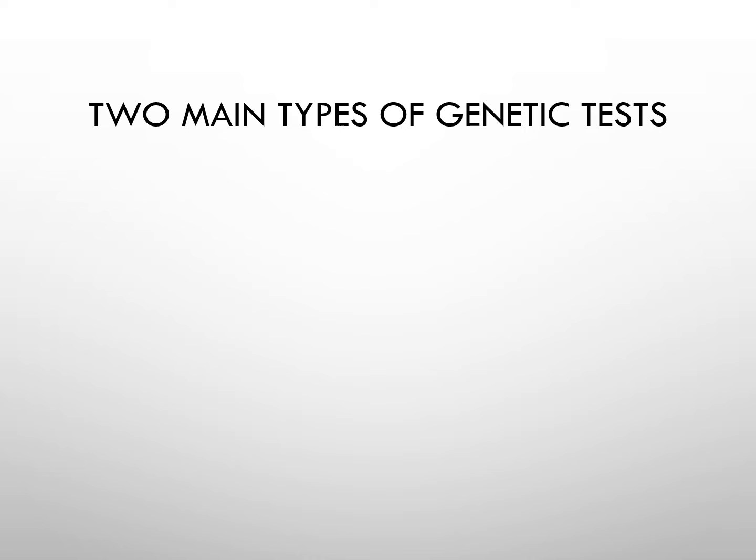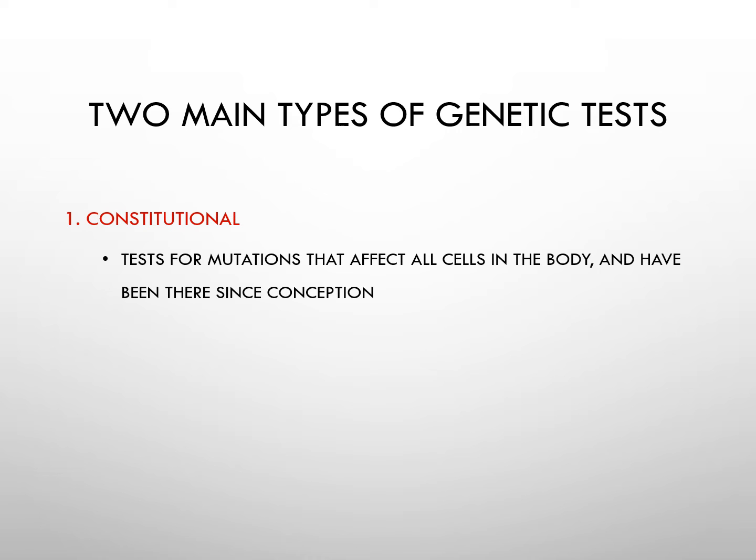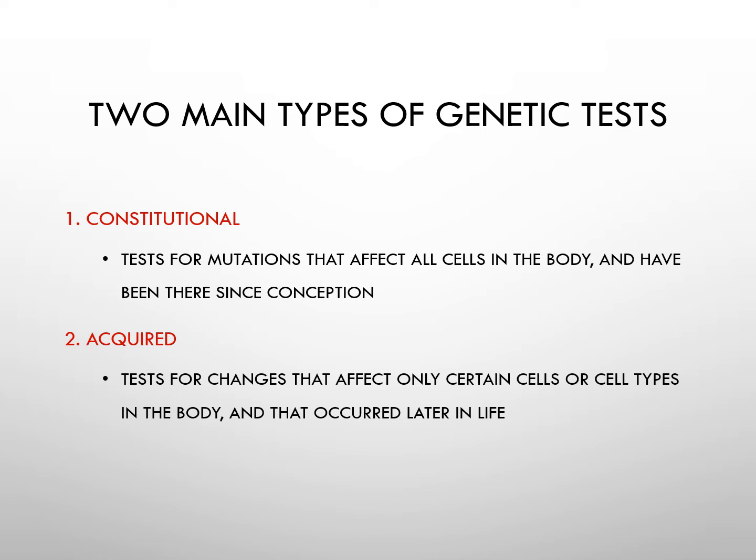The genetic tests can be divided mainly into two types. The first one is constitutional and the second one is acquired. The constitutional tests are for mutations that affect all cells in the body and have been there since conception. The second type is acquired, which tests for changes that affect only certain cells or cell types in the body and that occurred later in life.